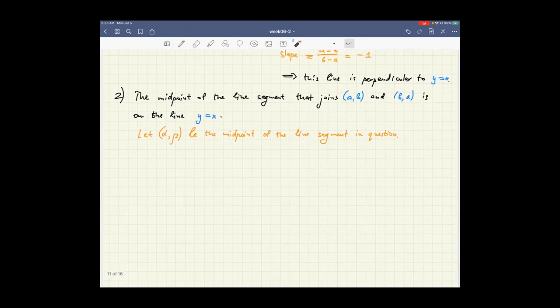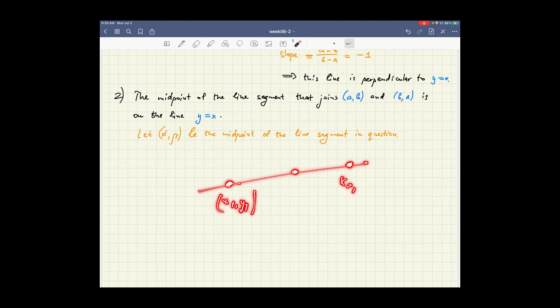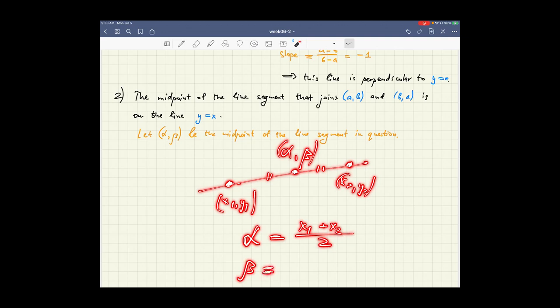How do we find in general the coordinates of the midpoint of a line segment whose endpoints have coordinates x1, y1 and x2, y2? Well, the x-coordinate of the midpoint is the average of the x-coordinates of the endpoints, and the same for the y-coordinate. The y-coordinate is the average of the y-coordinates of the endpoints.